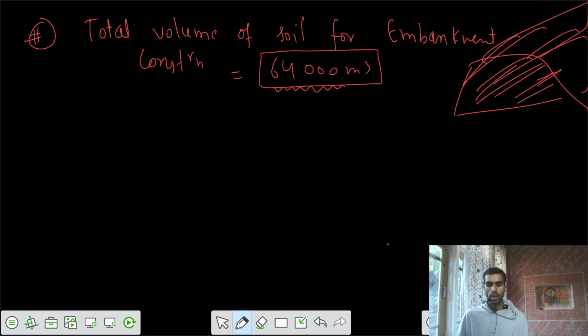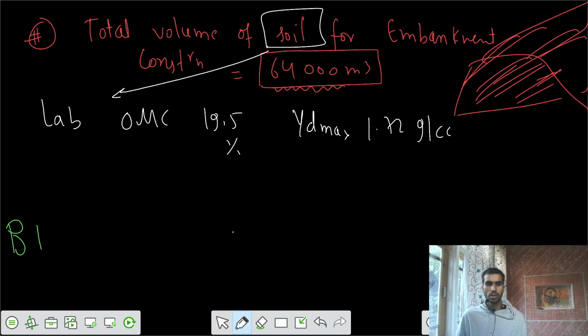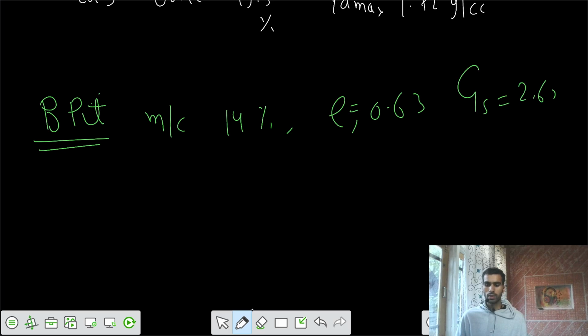Okay, and there should be some specifications. In the lab, we have performed the test for your soil. Optimum moisture content was calculated to be 19.5, and gamma dry maximum 1.72 grams per cc. And what about the borrow pit? In the borrow pit we have moisture content of 14%, void ratio 0.63, and specific gravity of solids 2.68.